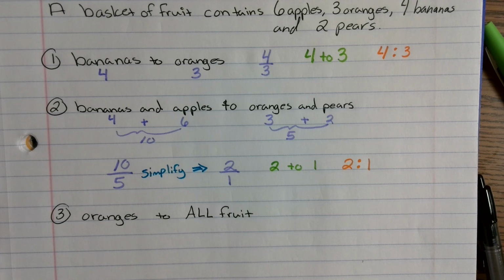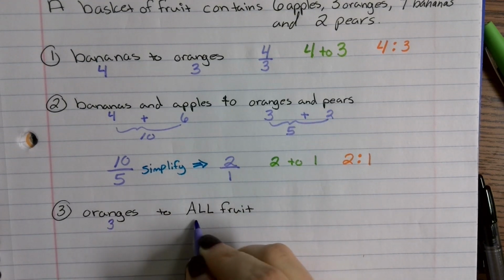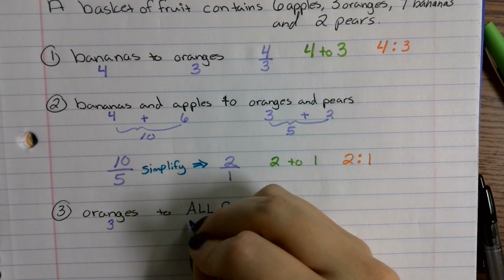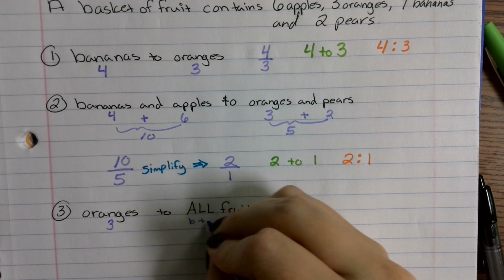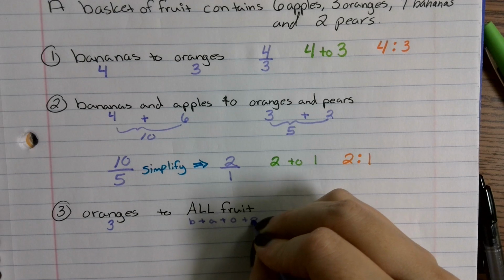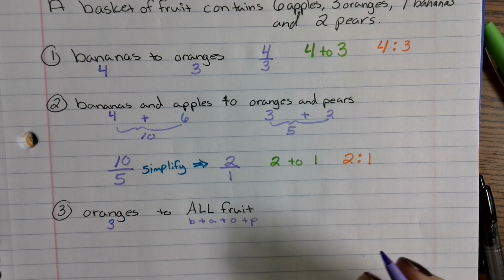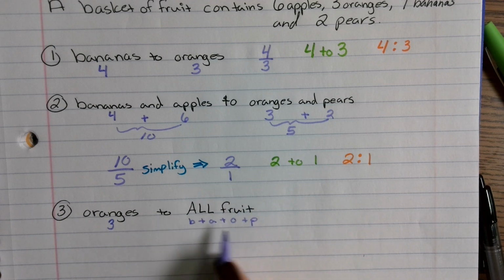Kingston: 3 over 15, which would start it off, right? There are 3 oranges. All fruit means you're going to take the bananas, you're going to add the apples, you're going to add the oranges, you're going to add the pears. That's all the fruit. You have to include the orange. Orange is a fruit. So all the fruit combined together.